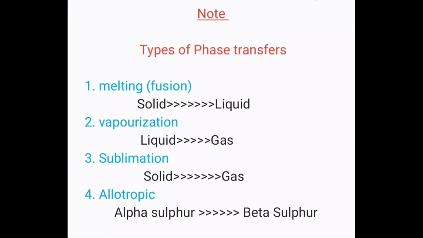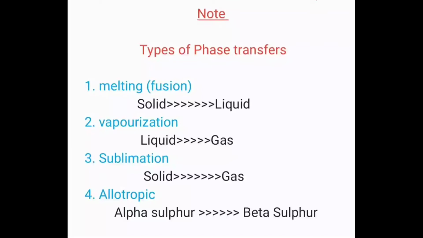Whenever solid phase directly converts into the gaseous phase, it is known as sublimation. Now I give one more example for sublimation. Naphthalene is a solid form. Whenever it is heated up to 80 degrees Celsius, naphthalene converts directly into the vapor phase. It is known as sublimation.